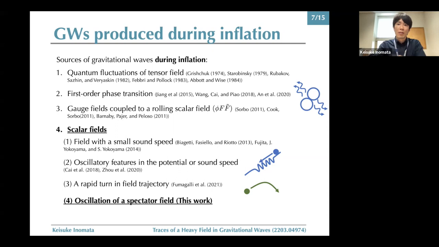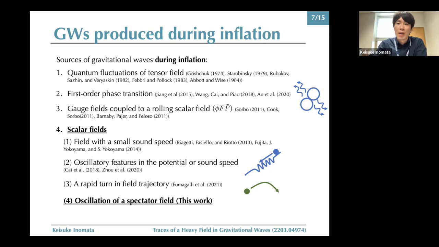So there are many sources of gravitational waves during the inflation. I think the most famous one is the quantum fluctuation of the tensor field. These gravitational waves are related to the energy scale of inflation, and this is a target of B-mode observation of CMB. And also, if a first order phase transition occurs during the inflation, bubbles are produced and the collision of bubbles can produce gravitational waves. So there are many papers discussing this.